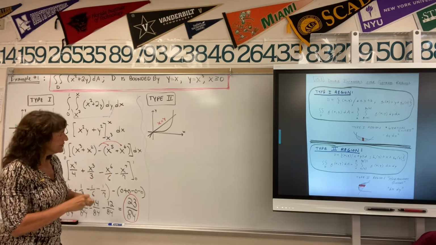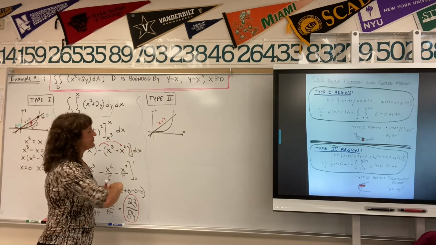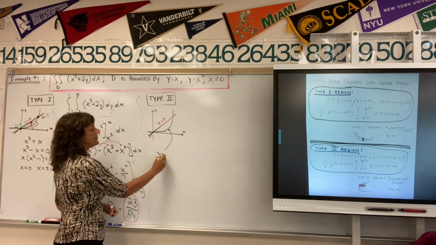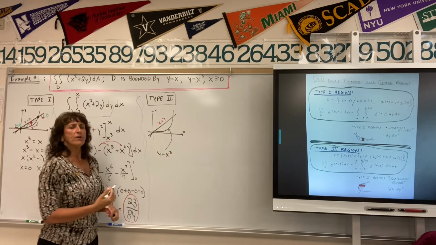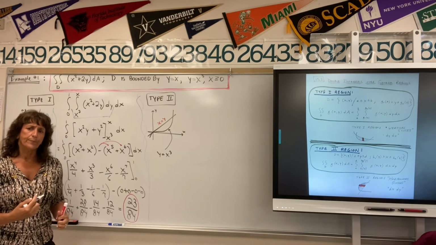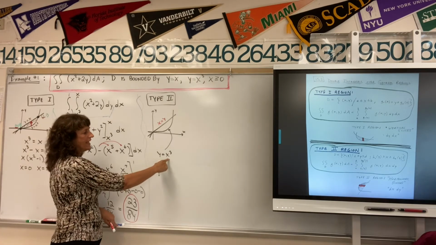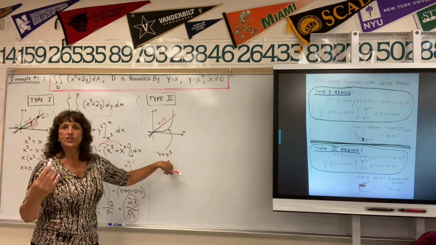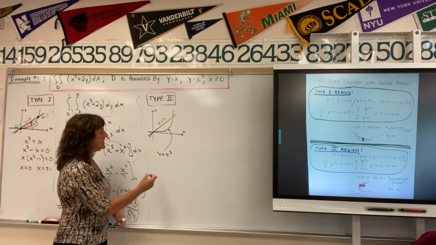And then down here, we do have y equals x to the third. So this curve right here is y equals x cubed. But we want to write it as x equals so we can set up our type 2. So how do we get x by itself? We have x cubed. Well, we want x by itself, so take the cube root of each side. We take the cube root.